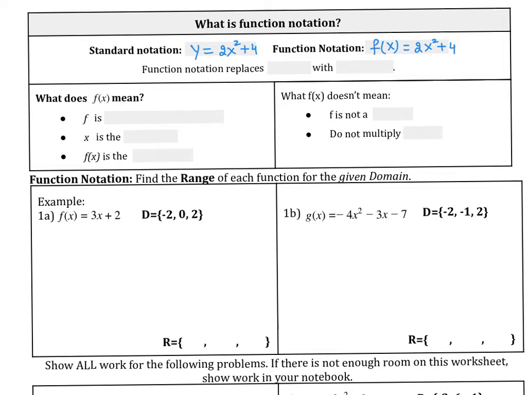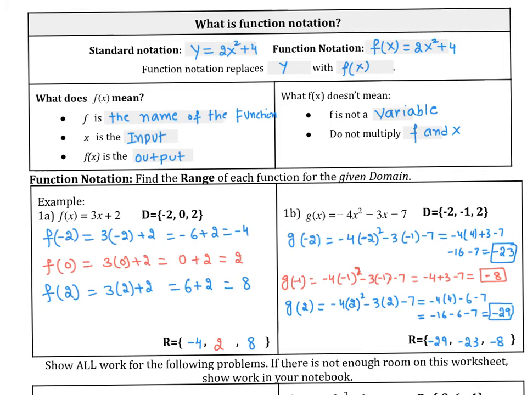Chapter 2.0 Review: Function Notations and Domain and Range. What is function notation? Standard notation: y equals 2x squared plus 4. If this is written as y equals, then it's called standard notation. If it is written as f(x) equals 2x squared plus 4, then it's called function notation.